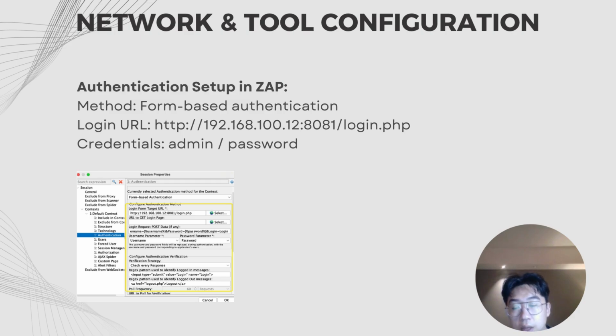authentication in that. Go to the context, create a new context, and set the login URL to http://192.168... You need to use your own website location, and choose form-based authentication and enter the credentials. The username is admin and the password is password. And now we can scan the website as a logged in user.